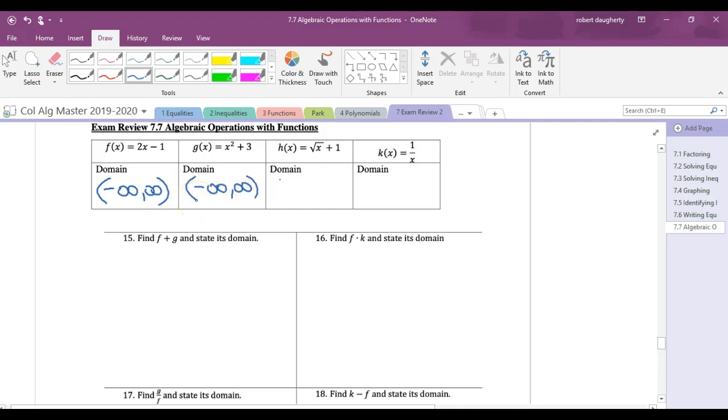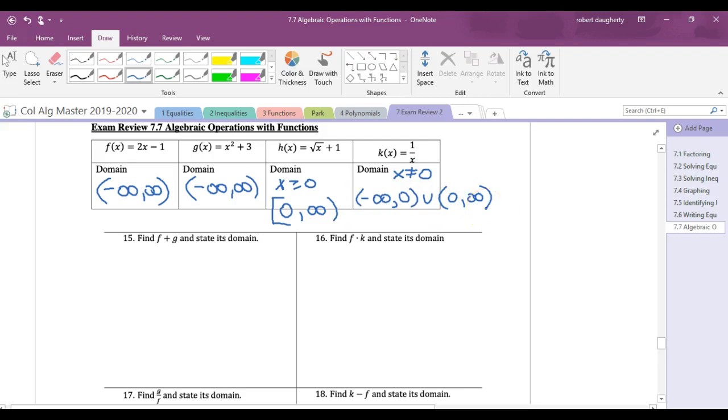This one has a square root. What is under the square root cannot be negative, okay? So this domain is 0 to infinity. This one has a restriction. What is on the bottom of this fraction cannot be 0. So the domain is every number in the world except for 0. And this is the way we write every number in the world except 0.